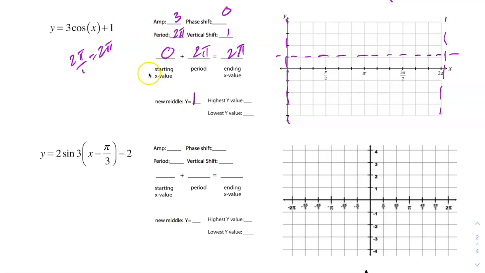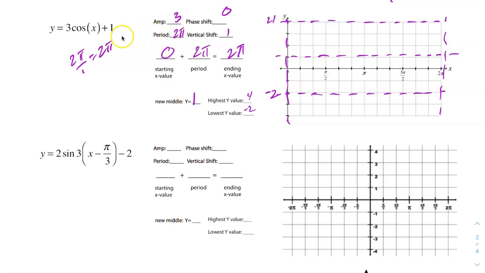And then my amp is 3, so I could go up 3. So 1 plus 3 would be 4. And then 1 minus 3 would be negative 2. Right, so from 1, you go up 3, 1, 2, 3 to 4, or you go down 3, 1, 2, 3 to negative 2. So that's my little box.